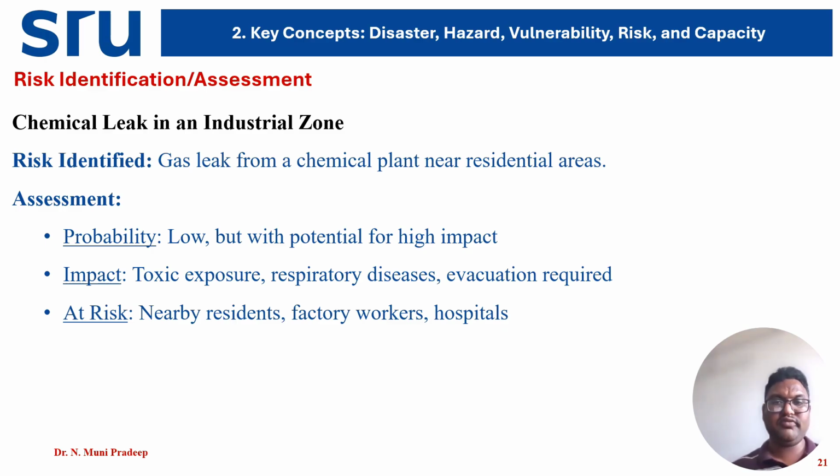Now, we discussed one natural one. Now, second case study. It is a chemical leak in an industrial zone. This comes under man-made or technological hazard examples. So the risk identified: there is a gas leakage from a chemical plant located near a residential area. This is not a hypothetical scenario. This describes exactly the situation that led to the Bhopal gas tragedy of 1984.